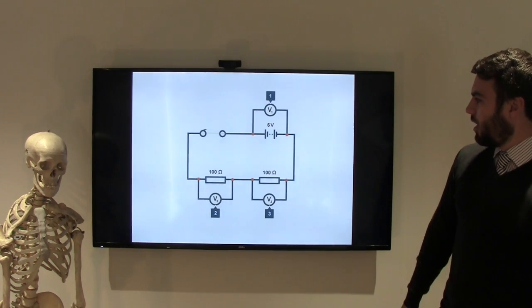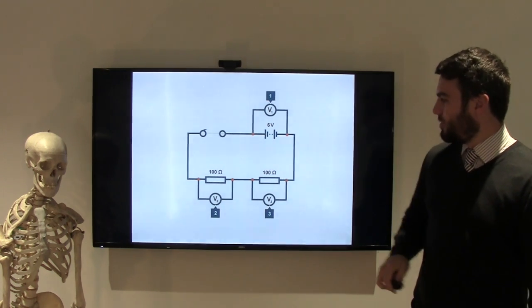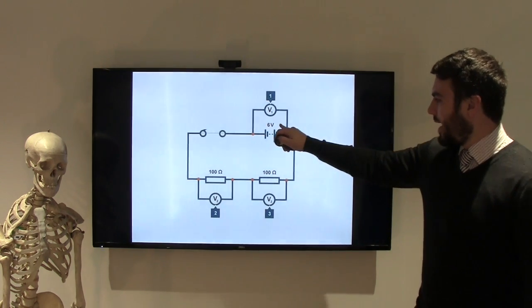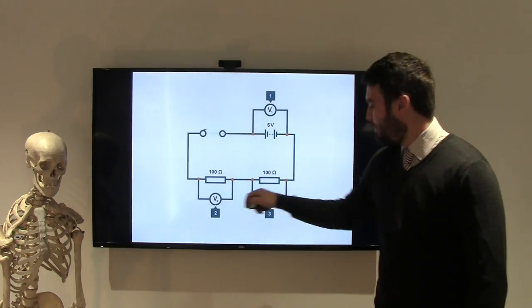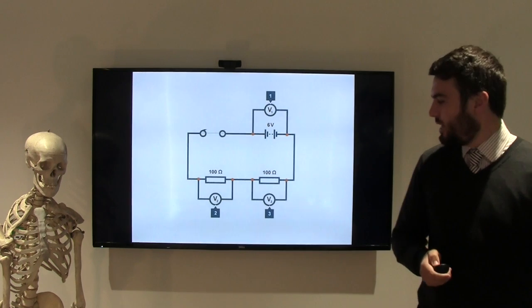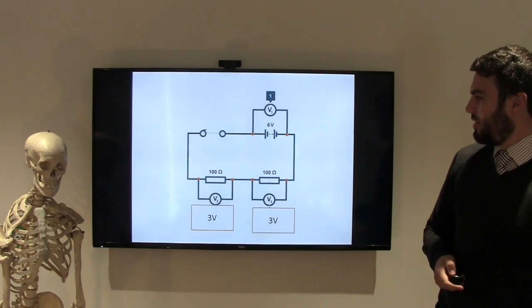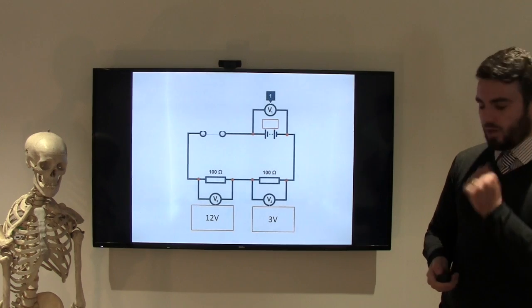Sorry, ignore those two. I've got another one. I've got a 6-volt battery, look, two cells, and I'm going to use those 6 volts around the circuit. So that plus that must be equal to 6, but they're the same resistor, look. So it's going to split equally. So I'm going to have 3 and 3. 6 equals 3 plus 3. Right. What about this one?